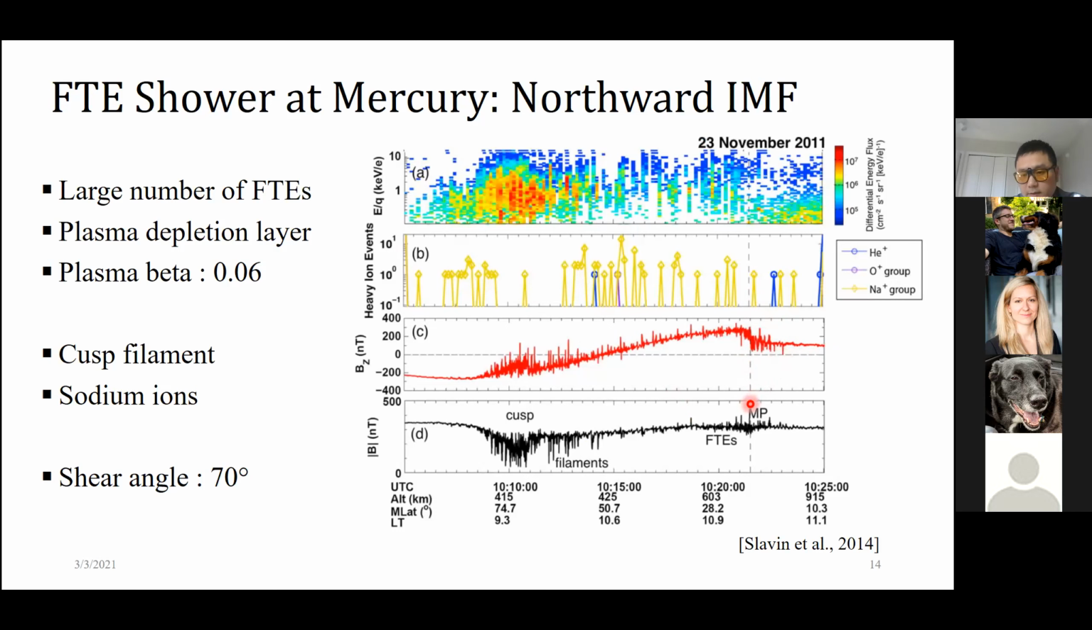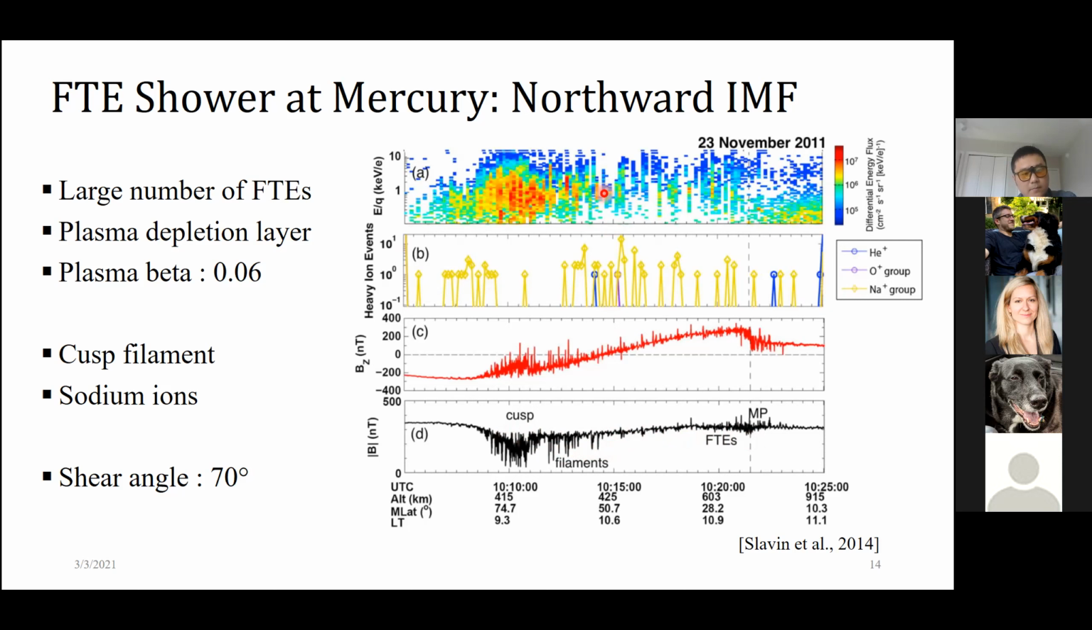But near the dayside magnetic poles here, we also see a large number of flux transfer events. And in the cusp region or in the dayside magnetosphere here, there are a large number of FTE related solar wind particles. So those should be related to the injection, caused by the injection of the flux transfer events.